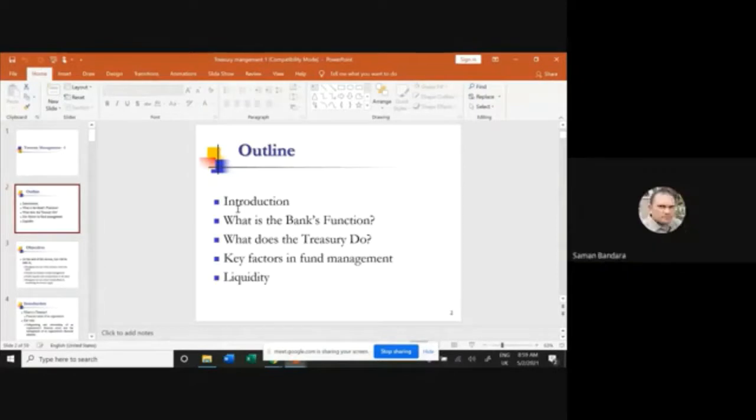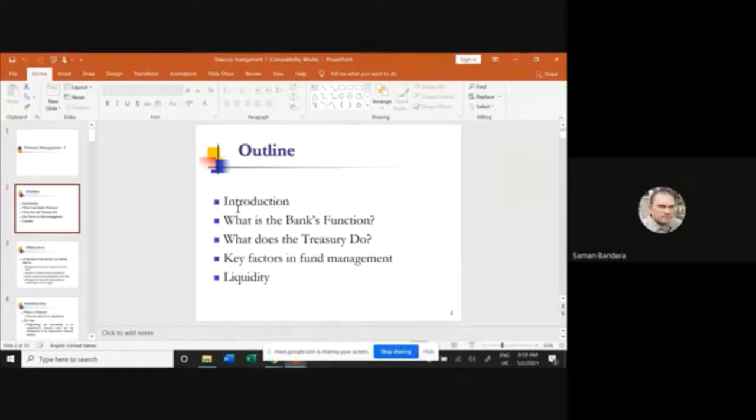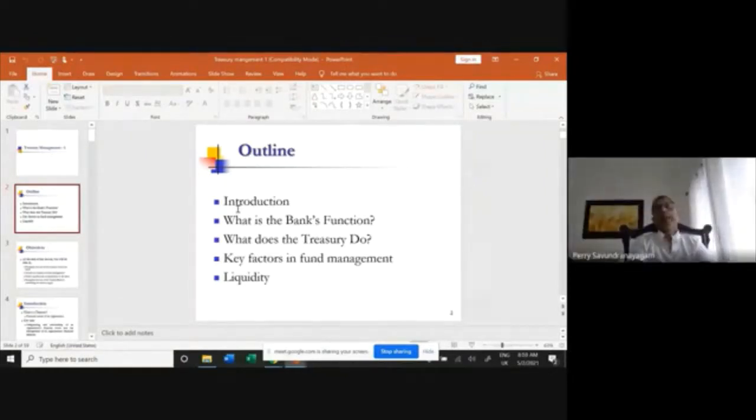High liquidity, low profit. Sorry, I didn't get you, please. Liquidity is? If we maintain a high liquidity, we can't expect more profits.